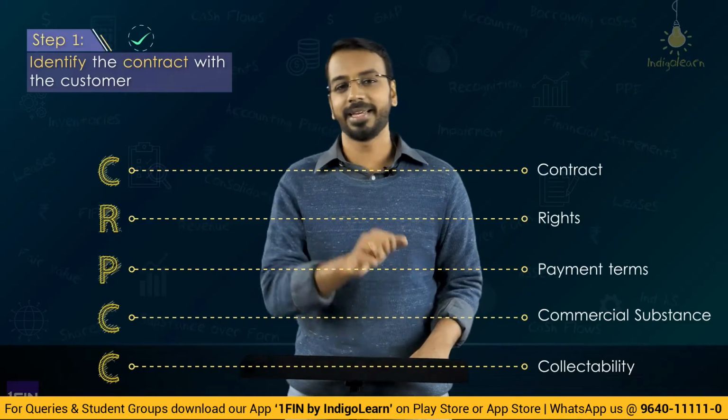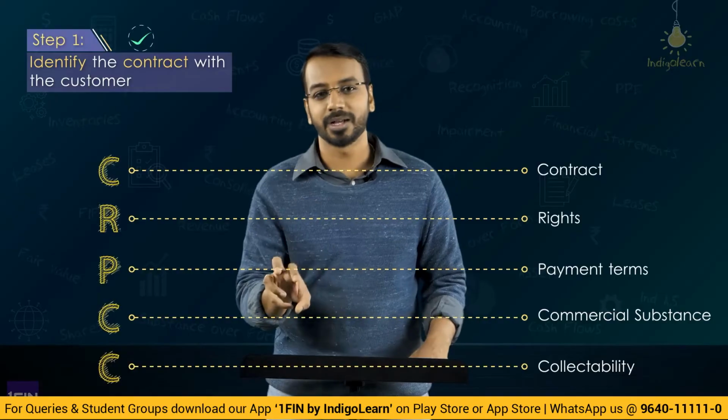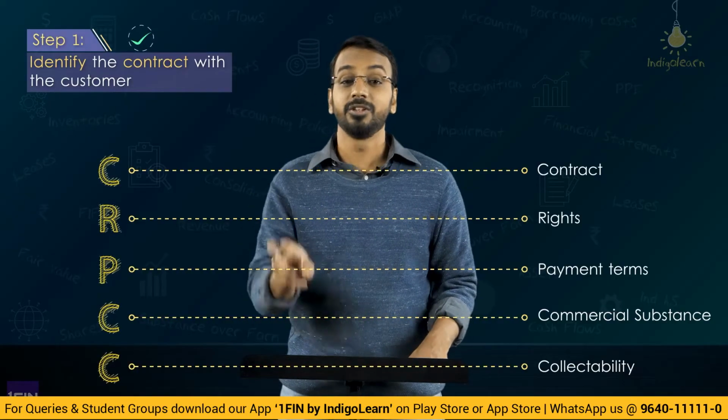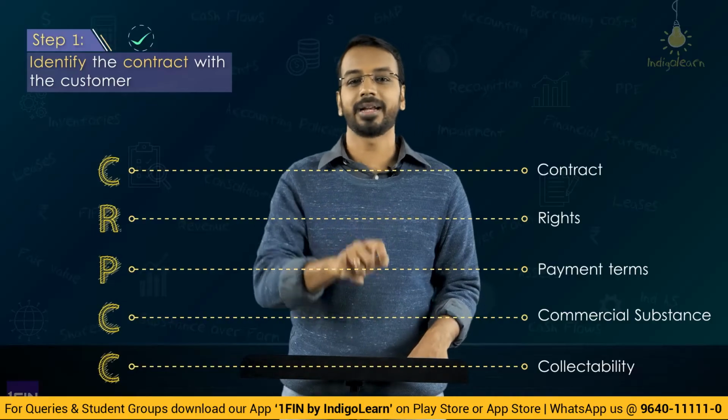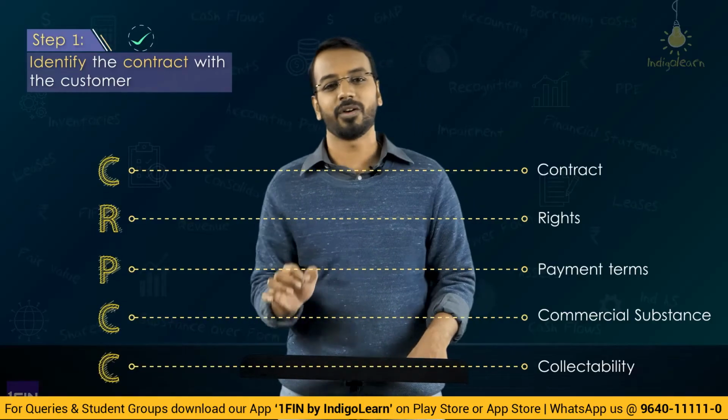Once all these 5 criteria are met, the first step is passed. You have cleared the first step and you have identified the contract with the customer, and you can recognize the contract for the purpose of Ind AS 115. Let us now take a few examples and understand in each of the scenarios whether we can recognize the contract, whether we can say that the contract is in existence, or when we should recognize the revenue. All of those things we will understand by taking some examples.